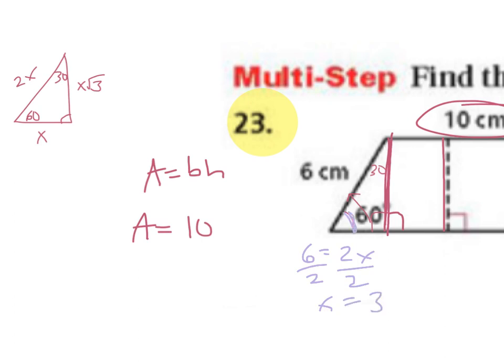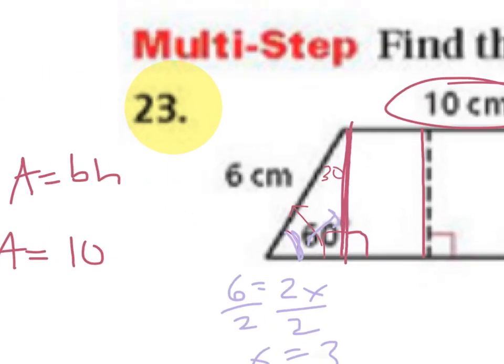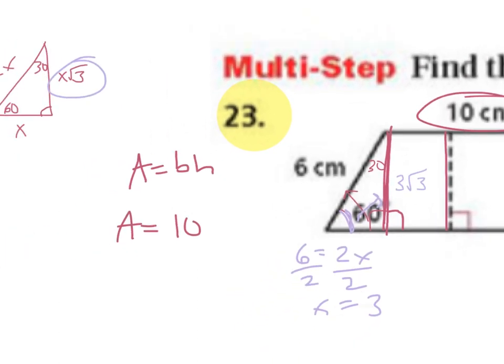But this angle here is 60. So we need to find what's opposite of the 60, which gives us the height of this triangle. So we know that opposite of the 60 is x square root 3. So this height is going to be 3 square root 3. So we just need to plug this in to our formula here for the height. So 10 times 3 square root 3.